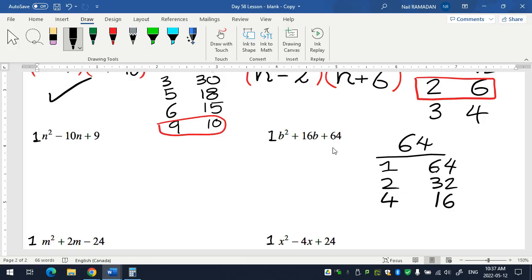5 doesn't work. 6 doesn't work. 7? Ragad, you said it. 8. 8 times what? Yes, 8 times 8. Because 64 is one of those perfect squares. 8 times 8. Okay. What number am I trying to create?